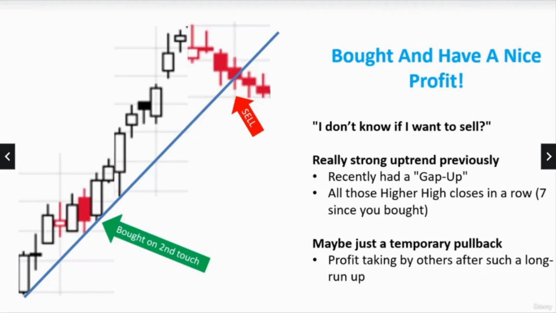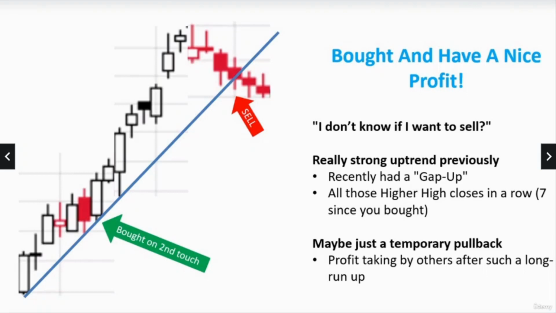If you look right before that sell, going back, you see there's a gap up, right? There's a jump between the two white candlesticks where the price range doesn't overlap. A gap up is always a good bullish sign. It doesn't mean it's necessarily going to keep going up, but it definitely is a good sign that something good is happening. You had a gap up, and then also we have all these higher highs, these high closes all in a row, 7 of them since you bought. 1, 2, 3, 4, 5, 6, 7. Since you bought, it kept going up 7 straight times.